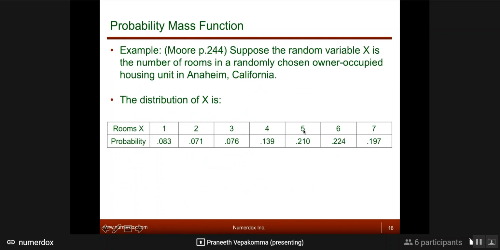By at least, it means it can be 5, it can be 4, it can be 3, it can be 2, it can be 1. So this is your data set for that problem. It's a simple puzzle, a simple exercise. So you just have to sum these probabilities.